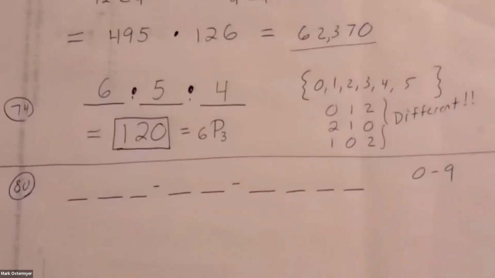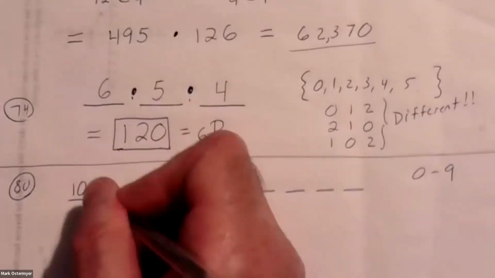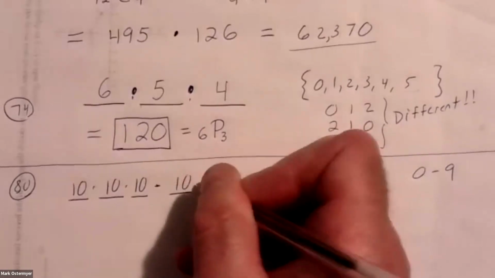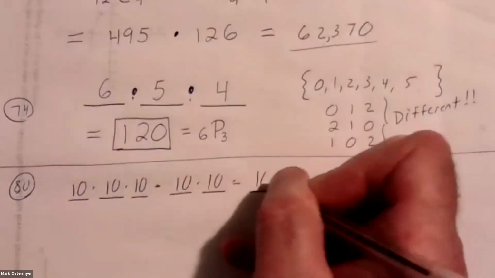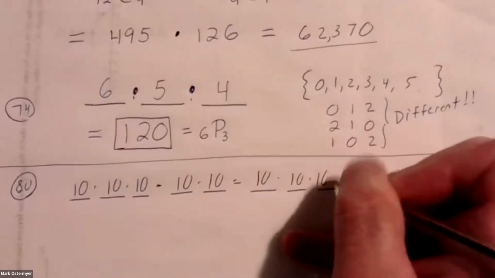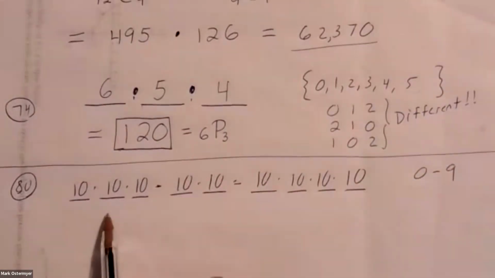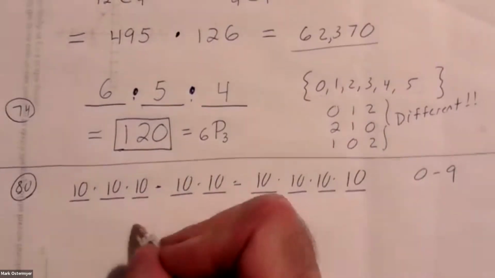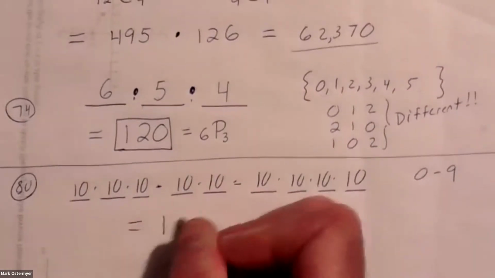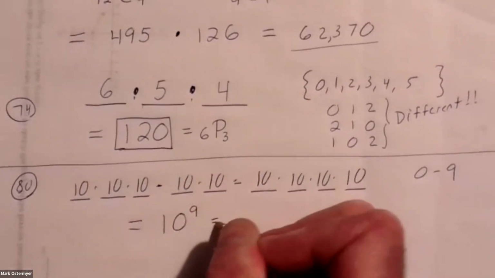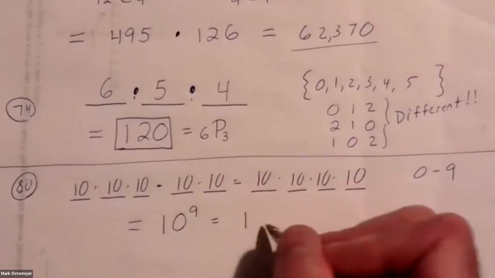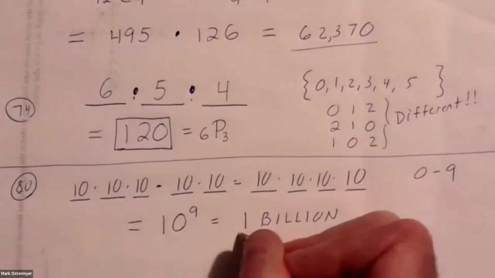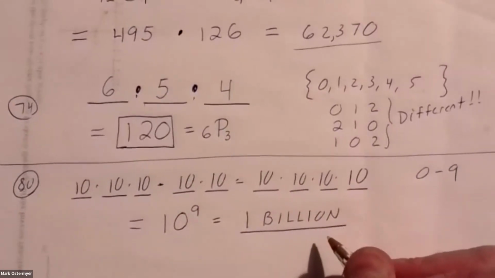So that's 10 digits. So it seems to me this would be 10 times 10 times 10 times 10 times 10 times 10 times 10 times 10 times 10. 3, 5, 9. So that's 10 to the what power? 10 to the 9th power, which is really 1 what? Isn't that 1 billion? 10 to the 9th power, 1 with 9 zeros.